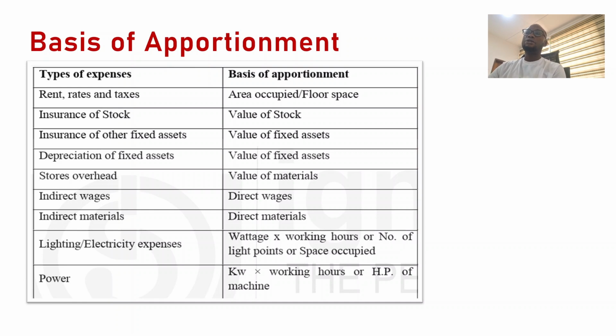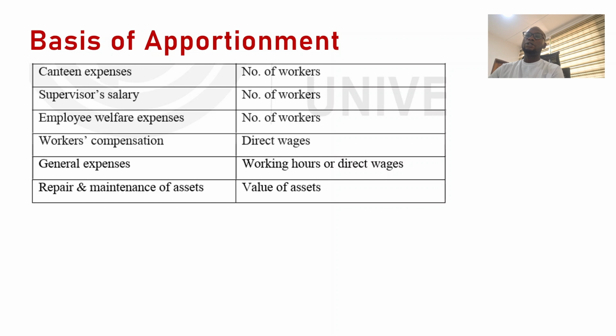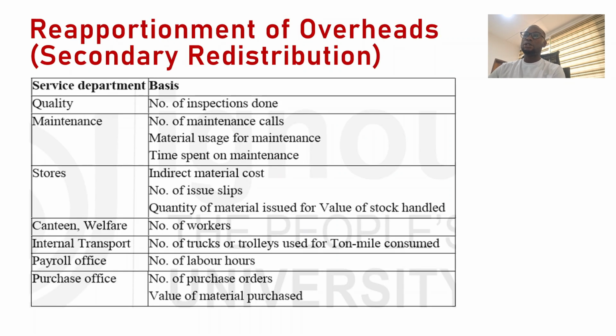So it is not a rigid system. They have the right to choose whichever they think is appropriate in representing that overhead. But generally, we have these kinds of basis of apportionment as the generally accepted rate. However, you should be mindful of the fact that in exams they can give you a different rate or basis of apportionment in the question. So you should read the question over here. So first of all, let's look at rent, rates, and taxes. And the basis of apportionment is area occupied or floor space. So we can go through all the list: insurance of stock, value of stock, insurance of other fixed assets, value of fixed assets, and so on to power, which is the kilowatt times the working hours or the horsepower of the machine. So this is a continuation of the overheads and the basis of apportionment.